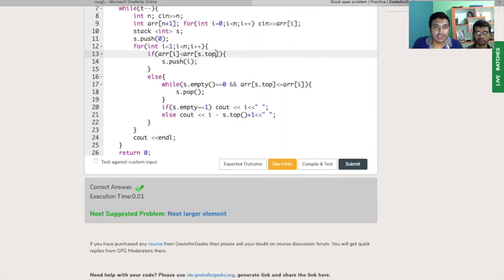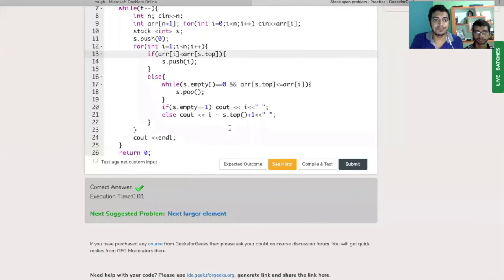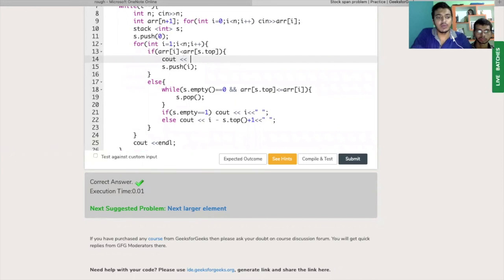In the cases when the current element is less than the top of the stack, what will the answer be? The answer will be 1 only, because the current element is less than the element on the left side. So there is no element on the left side that is smaller than the current element. So the answer will be 1 by default, including itself only. So we'll push also, and we'll print 1.